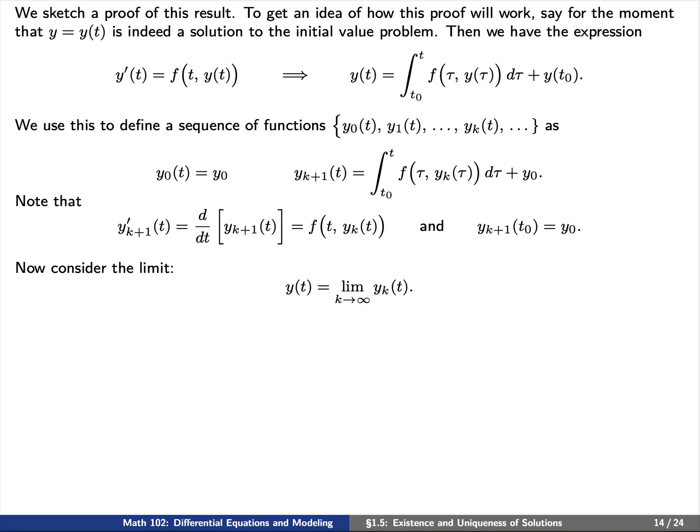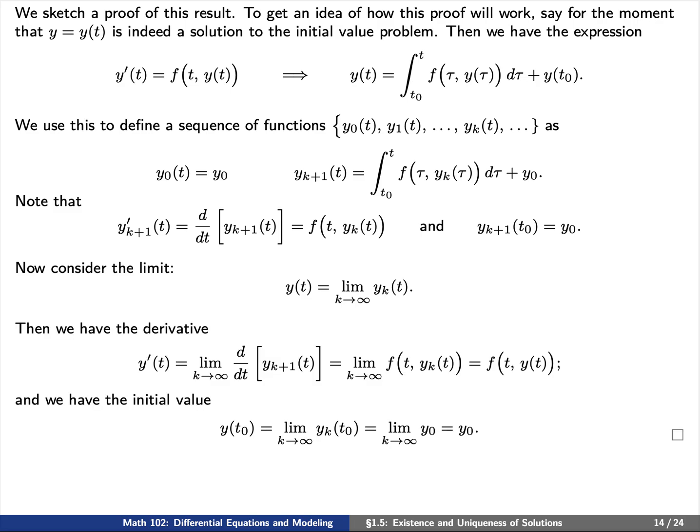So let's consider the limit as k increases without bound. We're going to call this a function y of t. We notice that it has two properties. First, the derivative y prime of t is equal to f evaluated at t, comma, y of t. Second, we see that y evaluated at t0 is just our initial value y sub 0. So this means that our function y, this limit as k increases without bound, is indeed the solution that we're looking for.